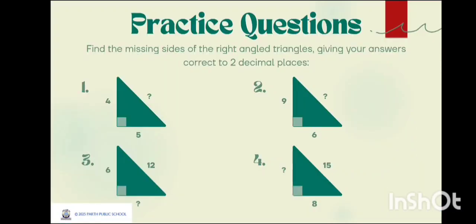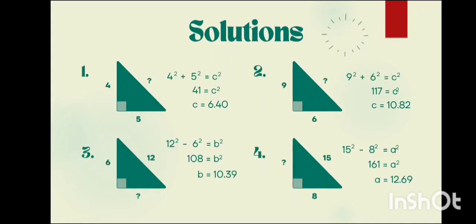Now there are some practice questions for you. We have to find the missing sides of right angle triangles and give your answers correct to 2 decimal places. Okay, in the first triangle you are seeing perpendicular is given, base is given, we have to find hypotenuse. In the second triangle, perpendicular is 9, base is 6 and we have to find hypotenuse. In the third triangle, perpendicular is given, hypotenuse is given and we have to find base. In the fourth triangle, base is given, hypotenuse is given, we have to find perpendicular.